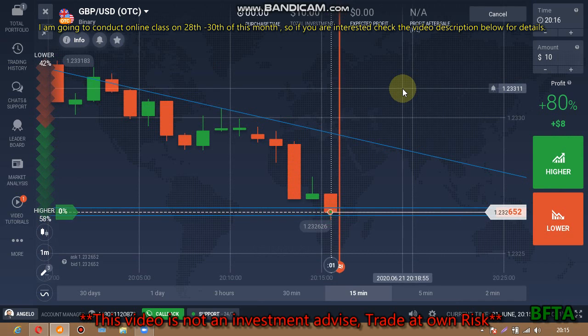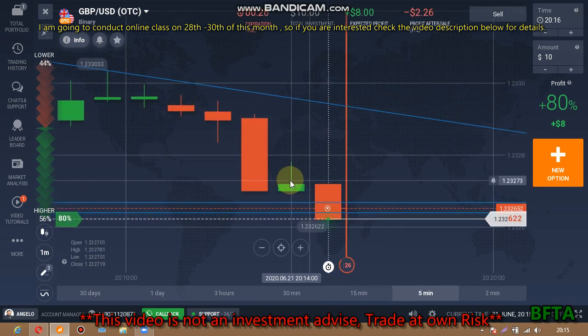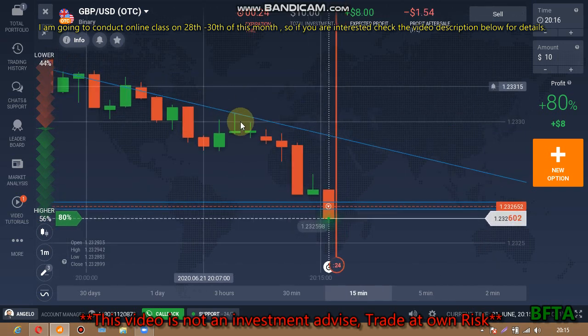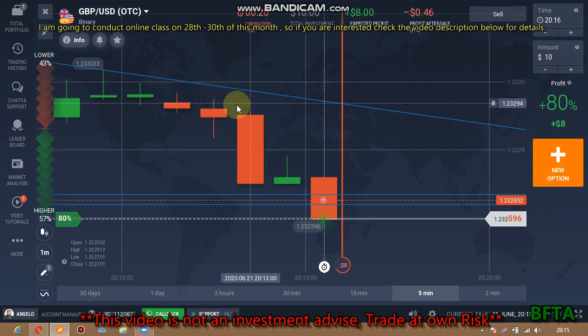So I'm going to place a put option here. I place a put option because I can see very strong rejection from sellers, and the trend also is a downtrend, so sellers will enter again on the next candle.